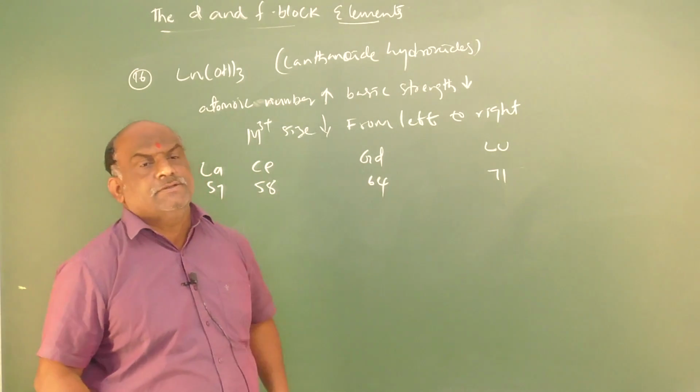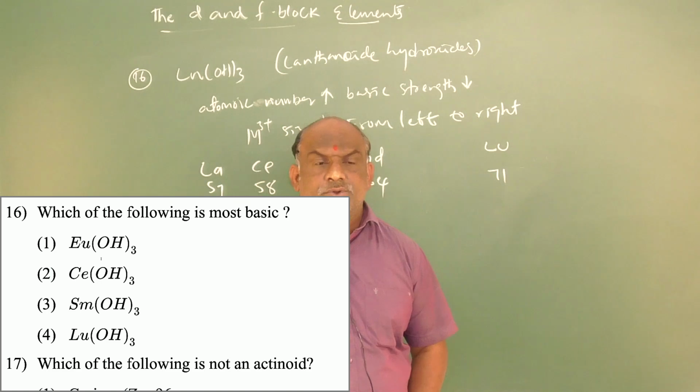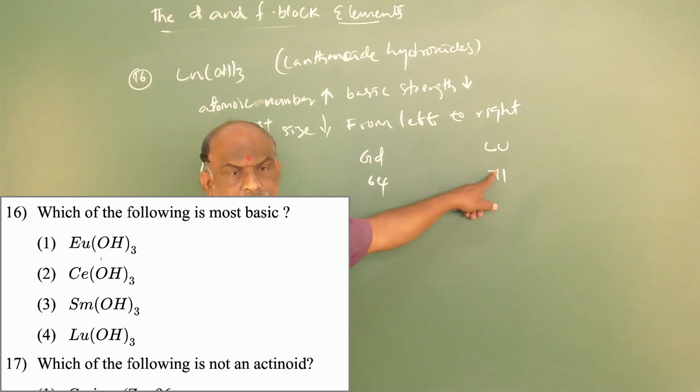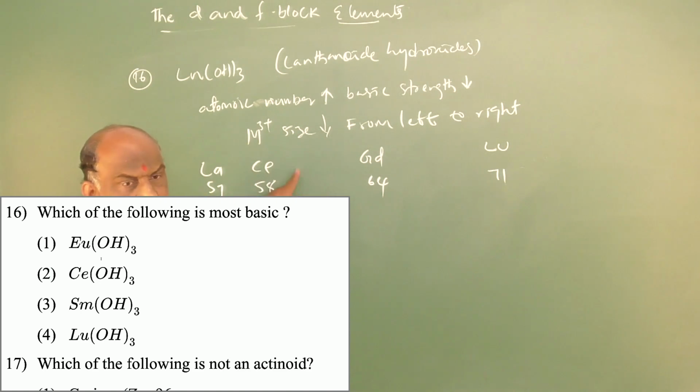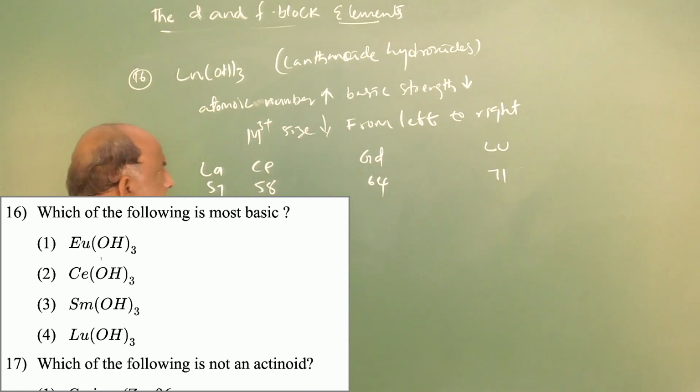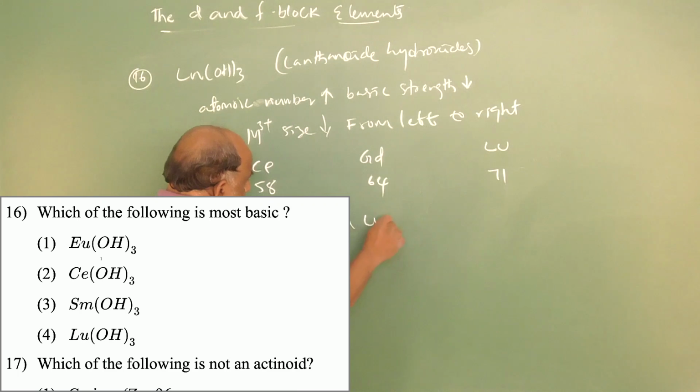So according to the options, europium, cerium is here, samarium, lutetium is here. Lutetium is last, cerium is first, samarium and europium will be in between. Lanthanum is not there, so cerium is most basic. Out of these examples, four elements are given: europium, cerium, samarium, lutetium.